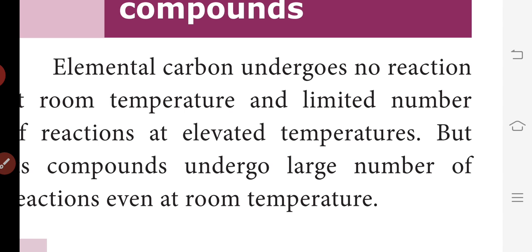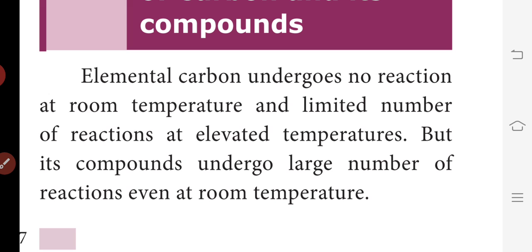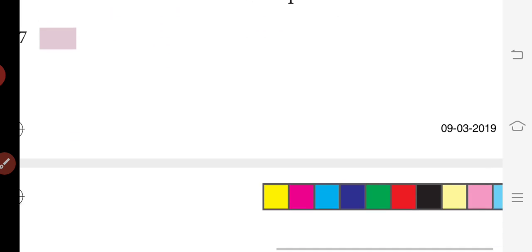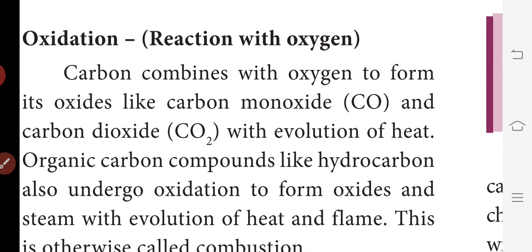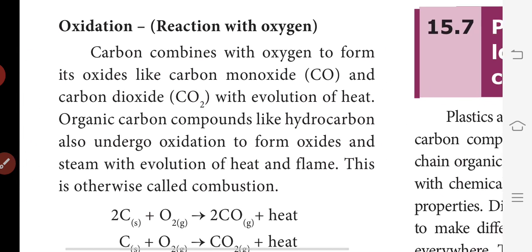Elemental carbon undergoes no reaction at room temperature and limited reactions at elevated temperatures, but its compounds undergo a large number of reactions even at room temperature. So we will see the oxidation, the reaction with oxygen. Oxidation of carbon is when carbon reacts with oxygen. The carbon combines with oxygen to form its oxides, like carbon monoxide and carbon dioxide.